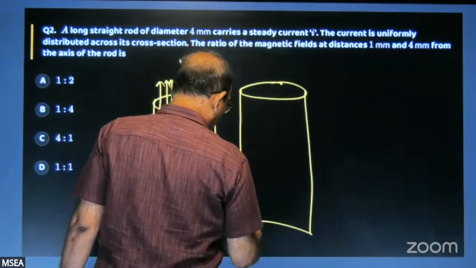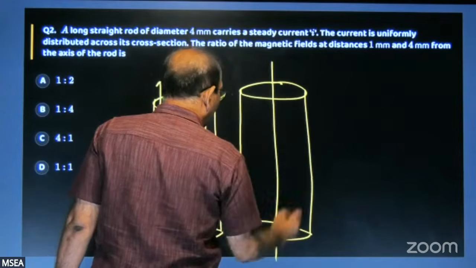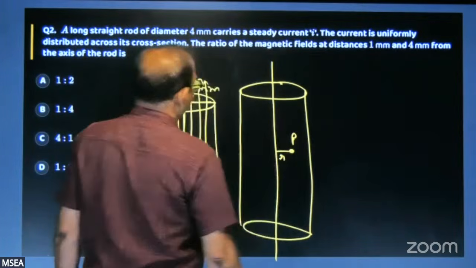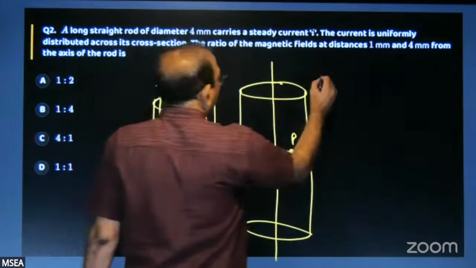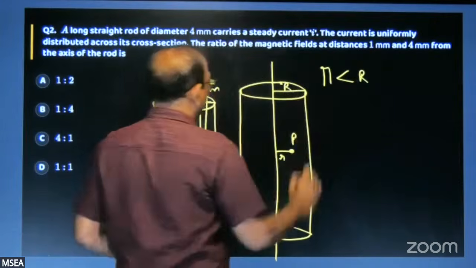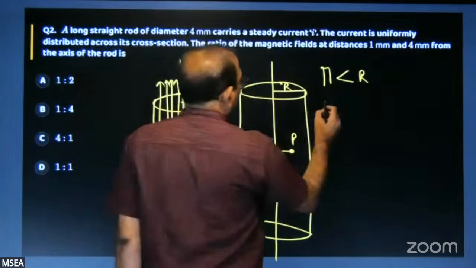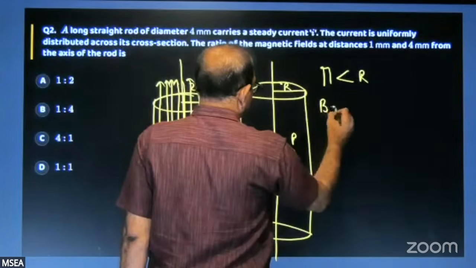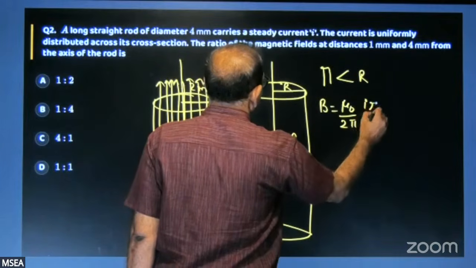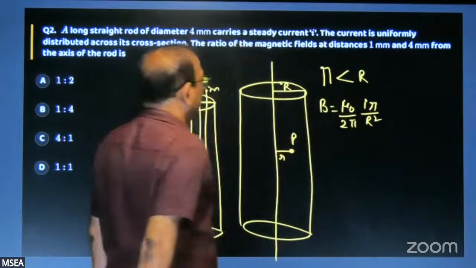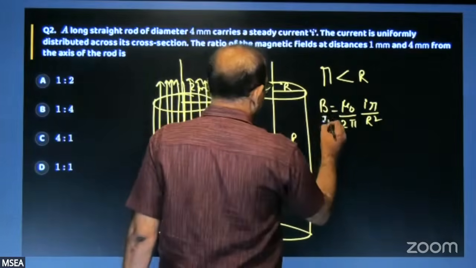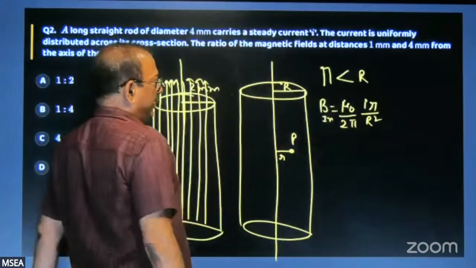So take one long cylindrical conductor. You take one point inside at a distance small r, where small r is less than capital R. Capital R is the radius of the wire I am taking. There, the magnetic induction formula is mu naught by 2 pi into I into small r by capital R square. This is the magnetic induction inside the cylindrical conductor.